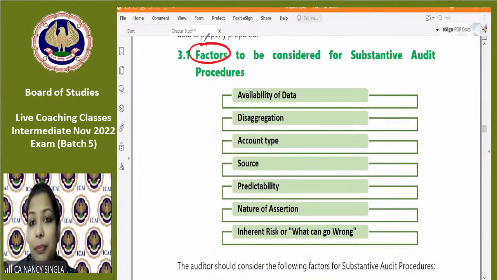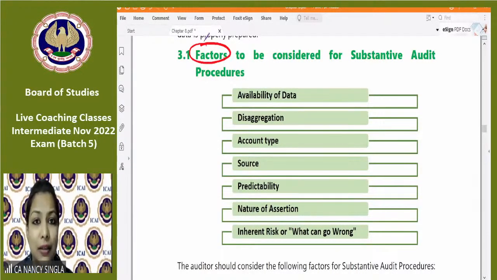For a startup, if my client is a startup, will I be in a position to compare it with the other already set companies, or to check the GP ratio, to compare the GP ratio of the other companies? No. So there are certain factors which the auditor has to consider in order to see whether substantive analytical procedures can be applied or not.